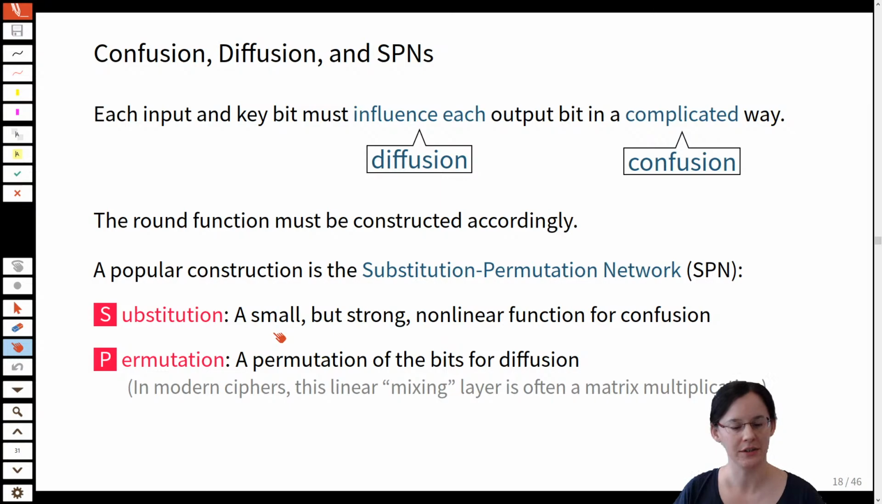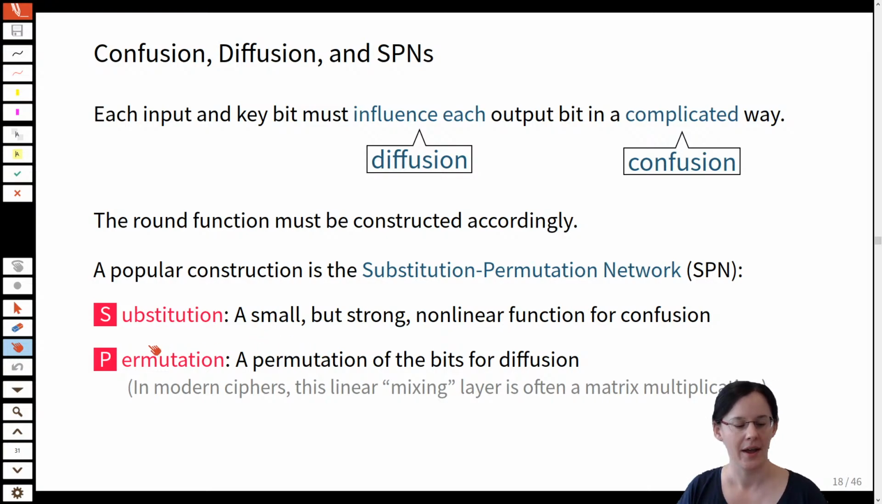But to make this feasible, we don't want huge lookup tables for the whole thing, but we do it in small blocks. So we split our message again into smaller chunks, for example bytes, and let each of them go through a substitution table. And this substitution table should be strong and nonlinear, so it should not be a linear function, and it should have some properties that we will get back to in the cryptanalysis lecture.